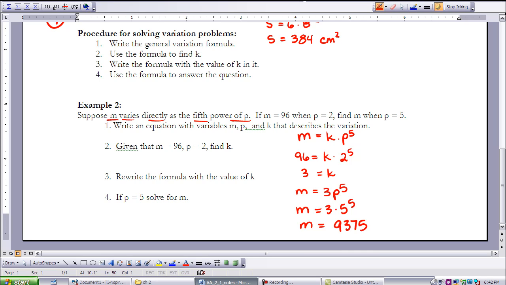And then the fourth piece is to solve for m if you know that p is equal to 5. So we're inserting now 5 in place of p, so 3 times 5 to the fifth is equal to 9,375. So m is 9,375. So when we worked through this, the first part was our general equation. Second part, we used the information given to us to find our value for k. Our third part was to write a specific equation using our value for k, and then answer the question is our fourth part.